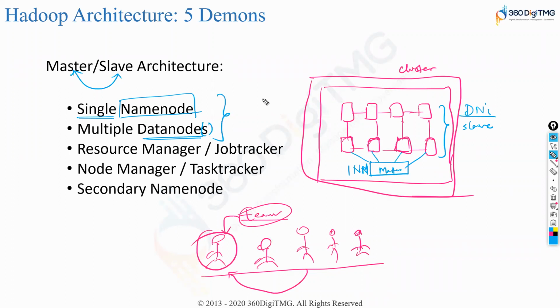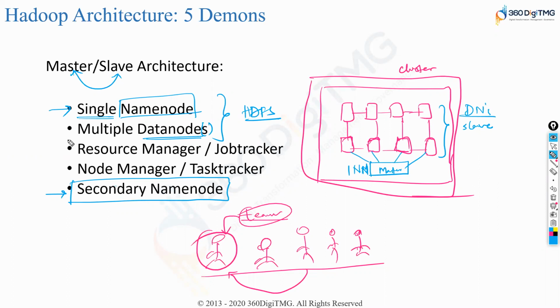Now, these two are your HDFS components. And we also have something called the secondary name node. It seems like it is a backup of name node. Yes, it is a backup of name node, but not the full name node. It has only metadata as a backup. What is that metadata? We'll talk about it.